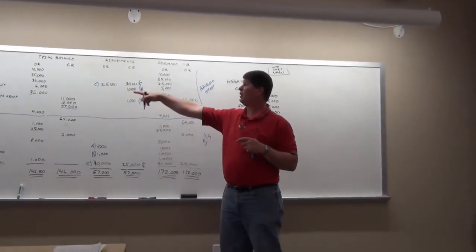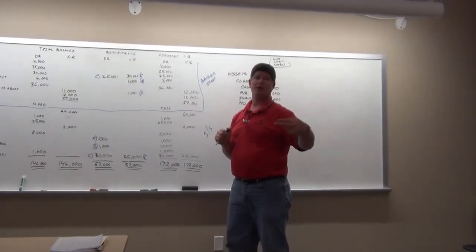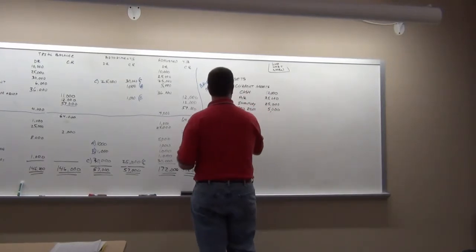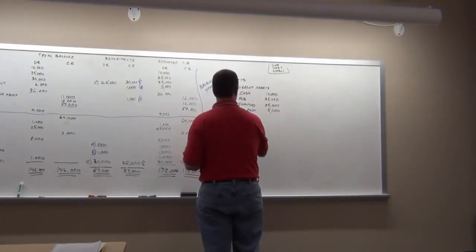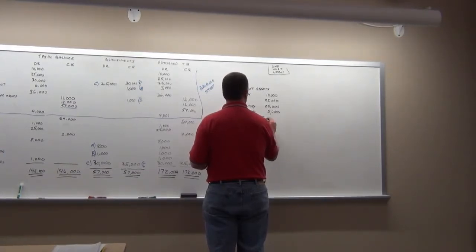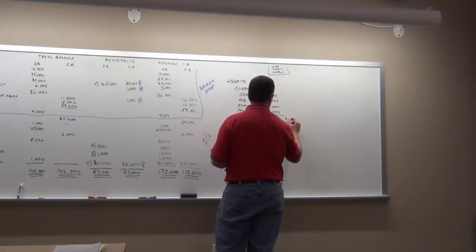Then the next thing on the chart of accounts is equipment. Is equipment a current asset? No. It goes under its own category. So we're going to go total current assets. And my total current assets are $65,000.